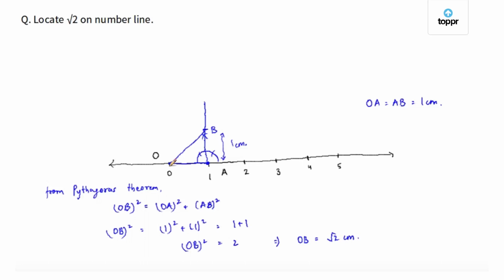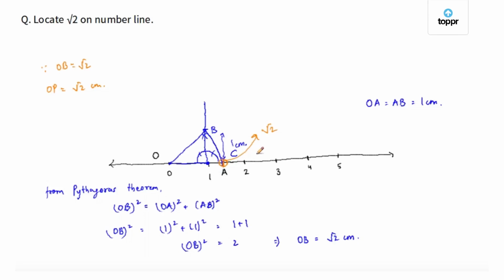Now, using a compass with center at point O and radius as OB, that is, open from O till B, draw an arc that intersects the number line at point C. Since OB is equal to root 2, OC is also root 2 centimeter, as the distance of all points on an arc to the center is equal. Then point C corresponds to root 2 on the number line.